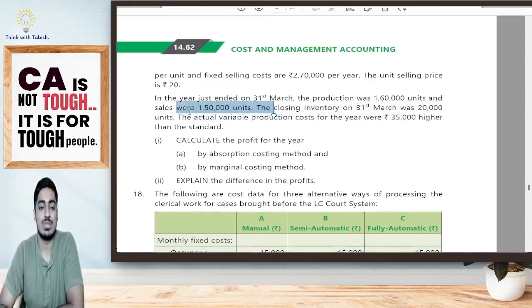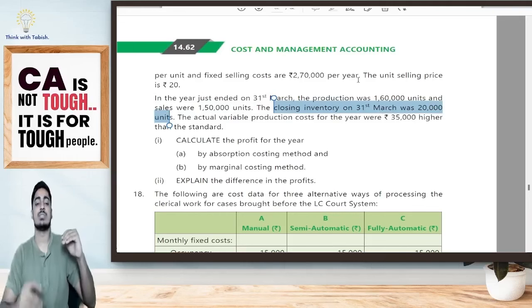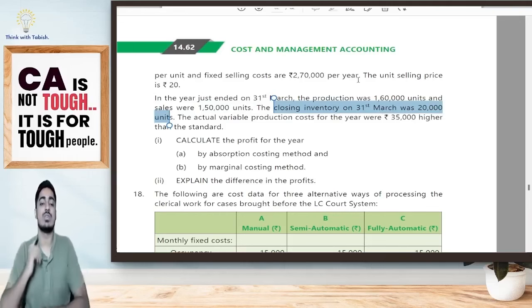Now what is happening, students? Closing stock is 20,000 units. My production is 160, my sale is 150. Closing stock is 20,000. That means what is there? There is an opening stock also of 10,000 units.